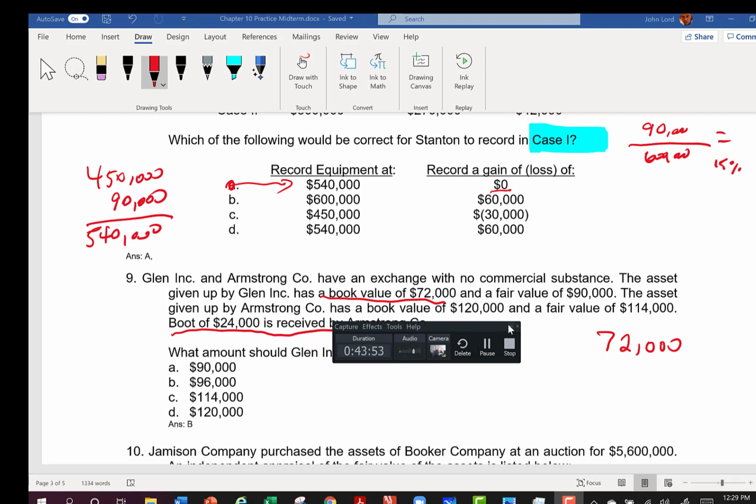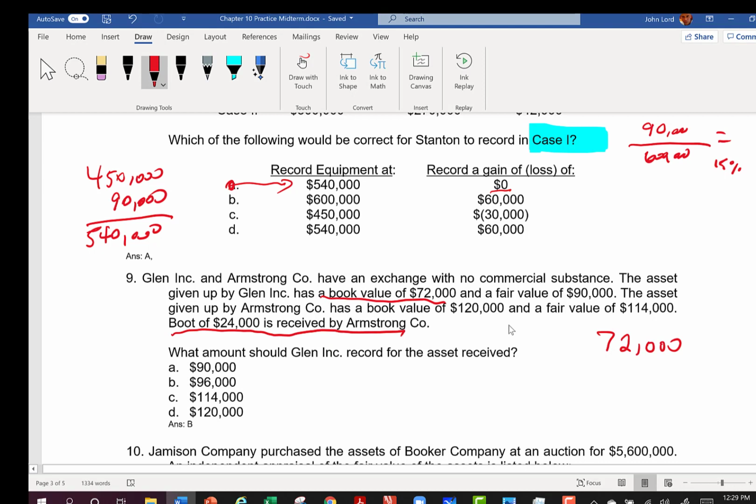Okay, let's take a look now at number 9. Glenn and Armstrong Company have an exchange with no commercial substance. Sometimes half the battle in these questions is figuring out who I'm doing the accounting for, so it's not a bad idea to sneak down. We're doing the accounting for Glenn here. They want to know what we should record for the asset received. What's the amount we should record for the asset received?